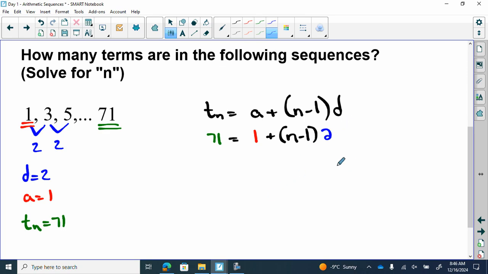Suggestions. How am I going to solve from here? Like, what do I want to solve for? I want to get the n by itself. There's options. Multiply the bracket out. Cool. If you multiply n by 2, you get 2n, and negative 1 by 2, you get negative 2. Great job. 71 equals. Group your like terms.